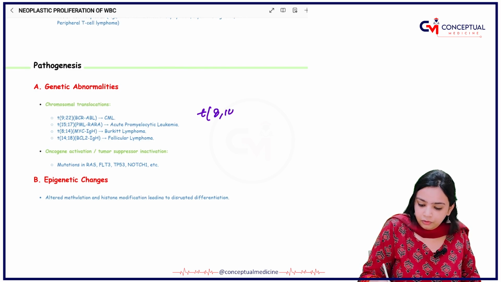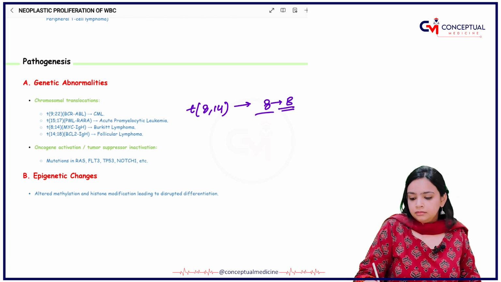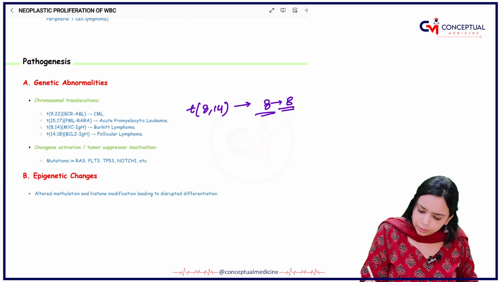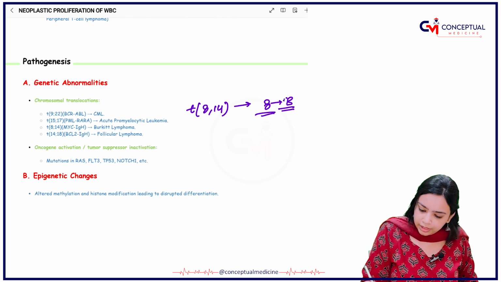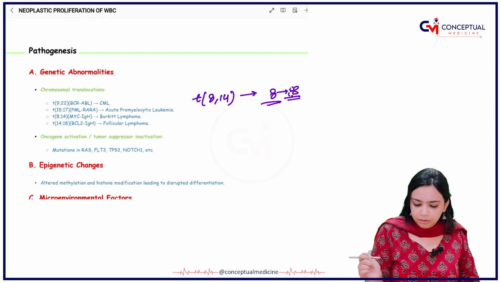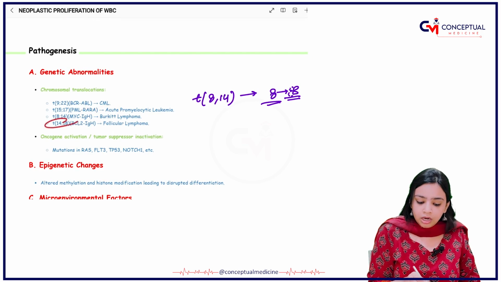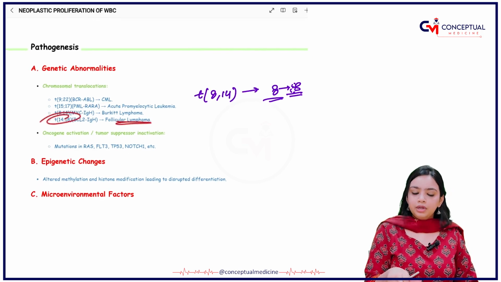T8 and 14. So see, 8 is looking like B. Somehow if you try to draw a B also, it will be like 8. So 8 is looking like B. So B for Burkitt's, you have 8. t(8;14) for Burkitt's, t(14;18) for your follicular lymphoma.